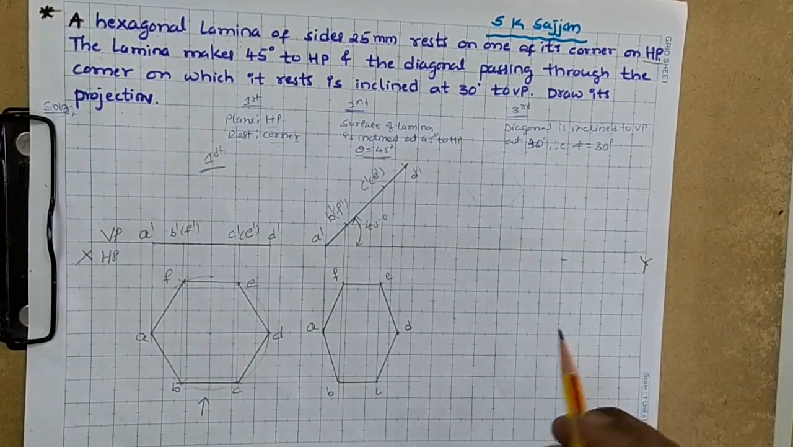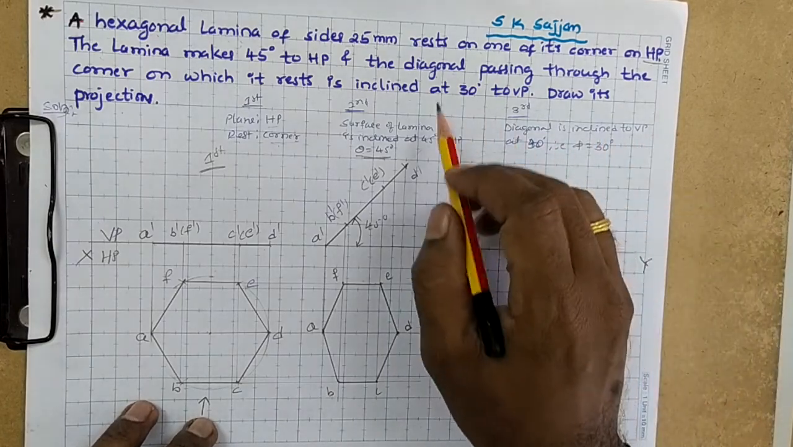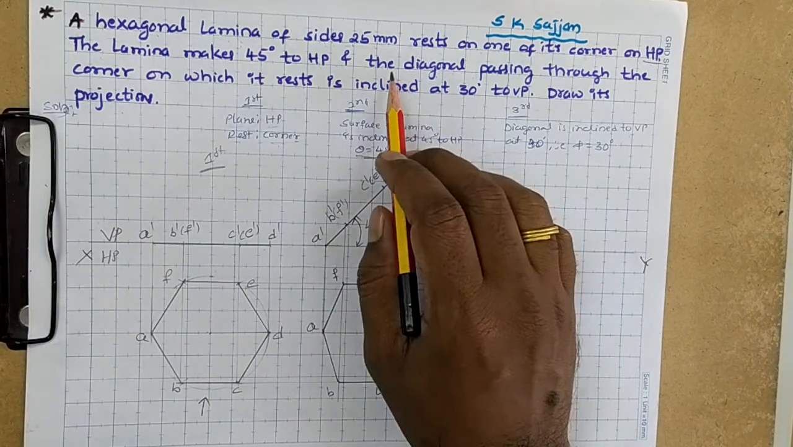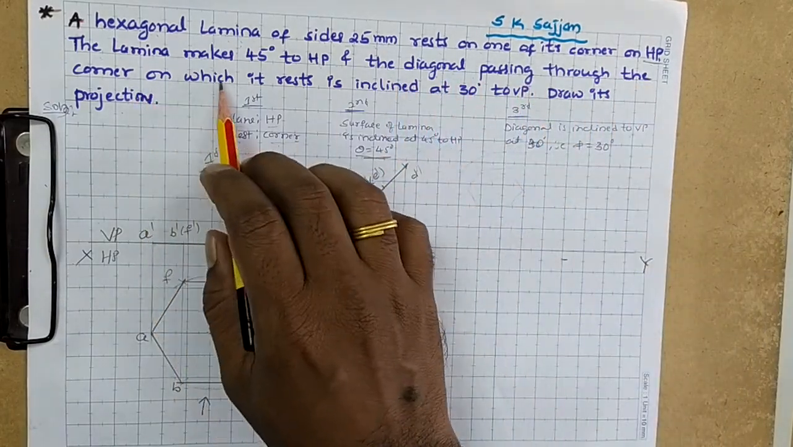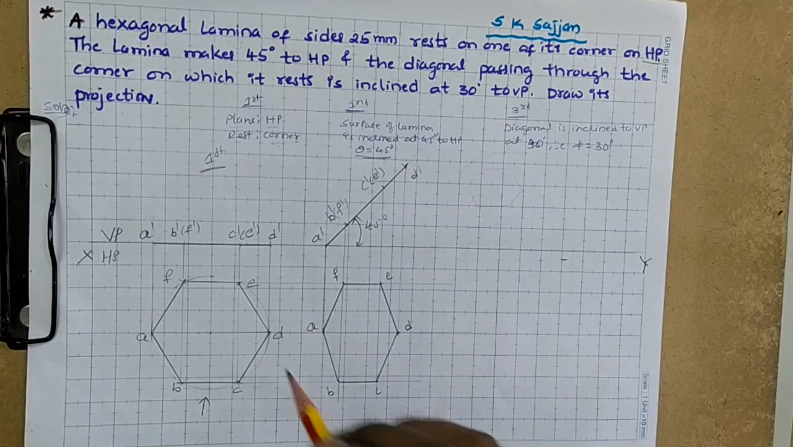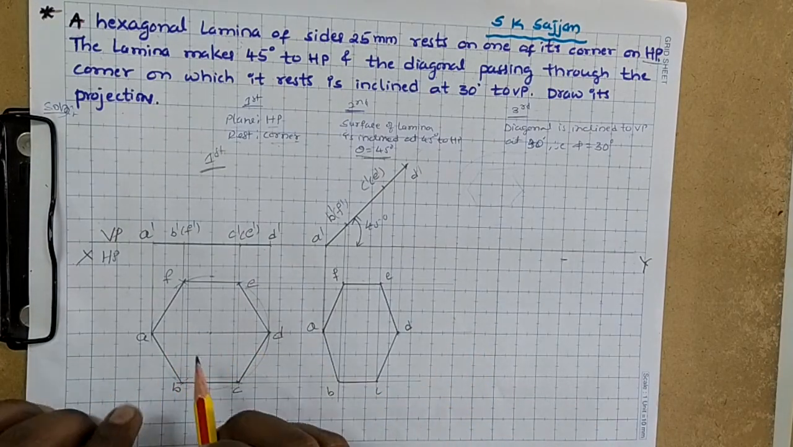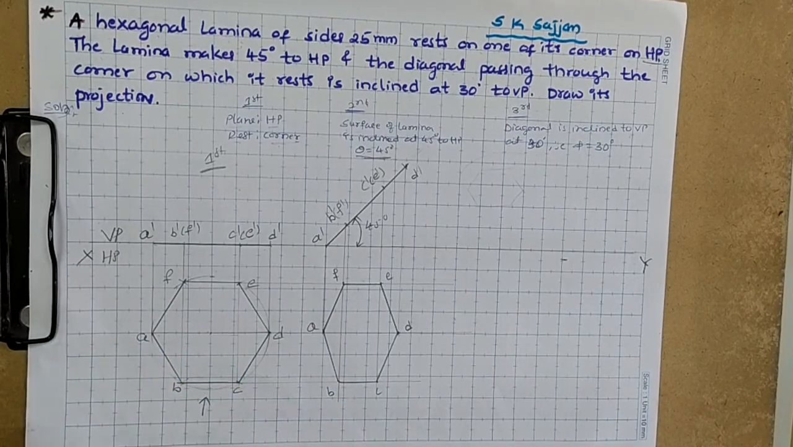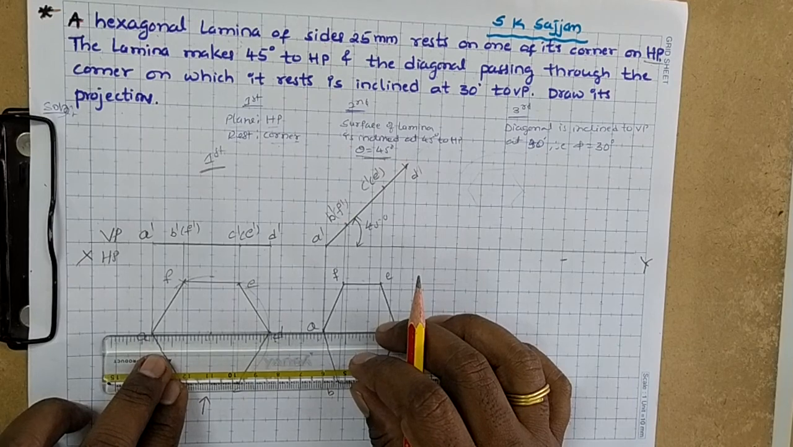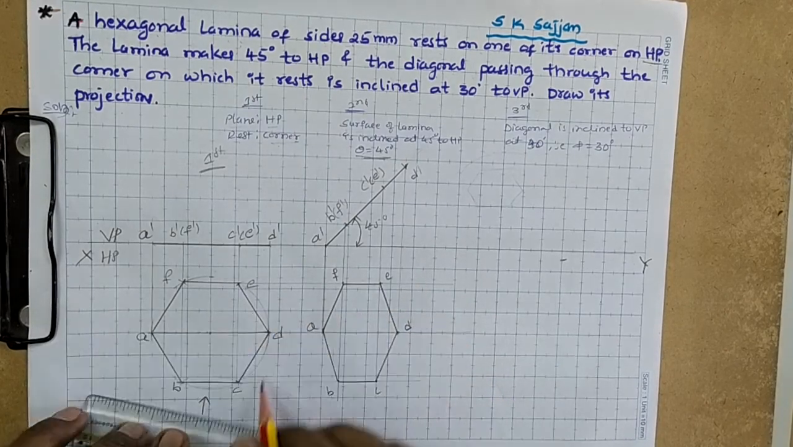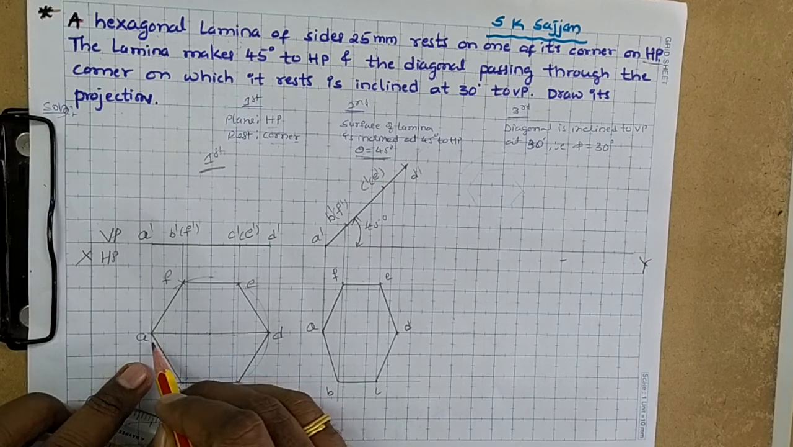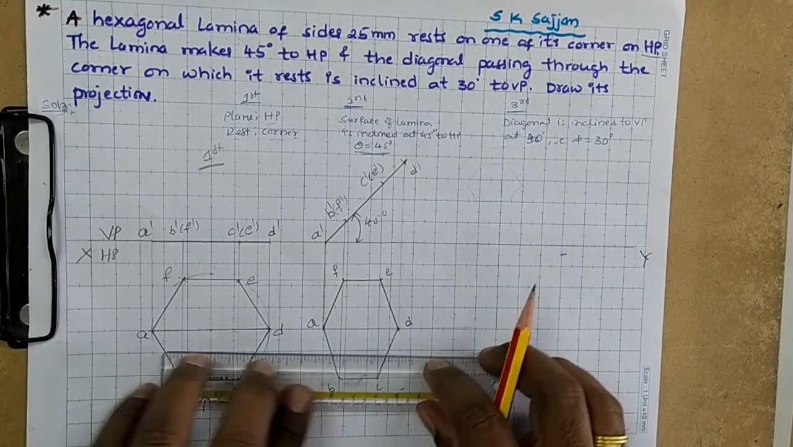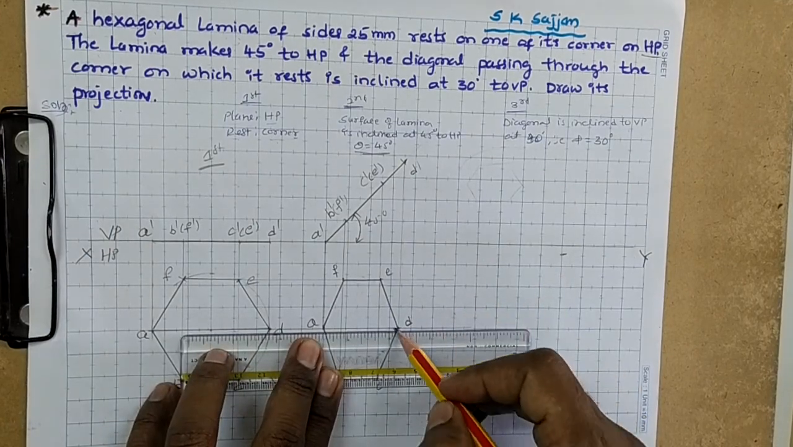Here, what is given? The diagonal is inclined. In the problem it is given that the diagonal passing through the corner on which it rests is inclined. It means the diagonal passes through the corner on which the lamina rests. For example, if I draw the diagonal here, the diagonal passing through the corner A on which the lamina rests, that is this corner. Here also the diagonal is this diagonal A to D.